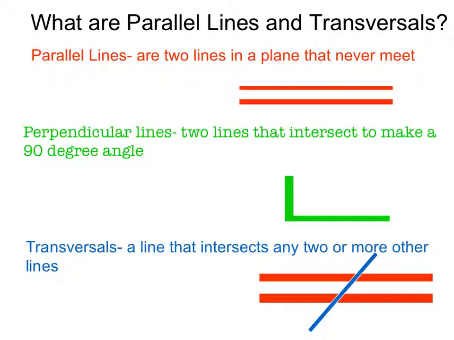Well, what are parallel lines and transversals? Parallel lines are two lines in a plane that never meet. Here's an example of two parallel lines.